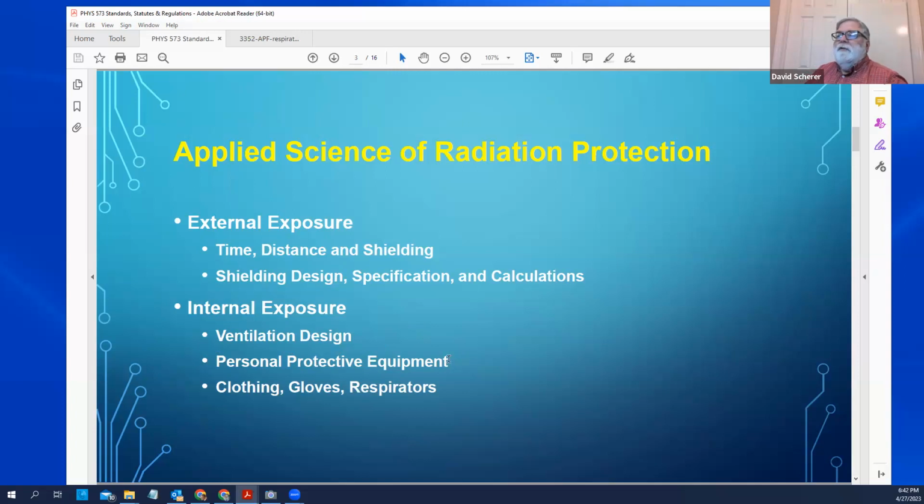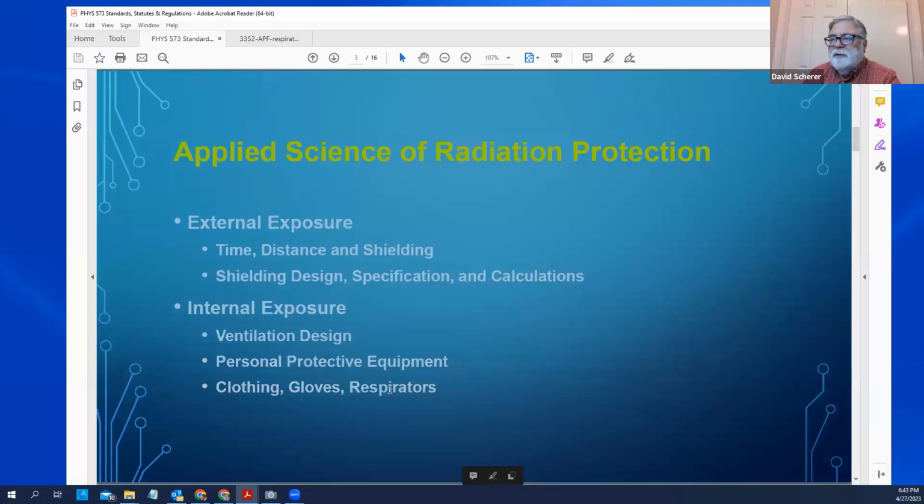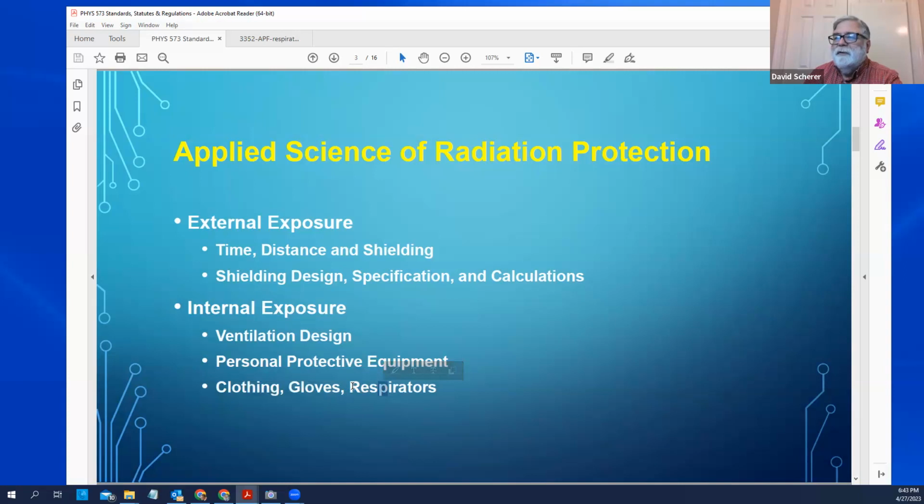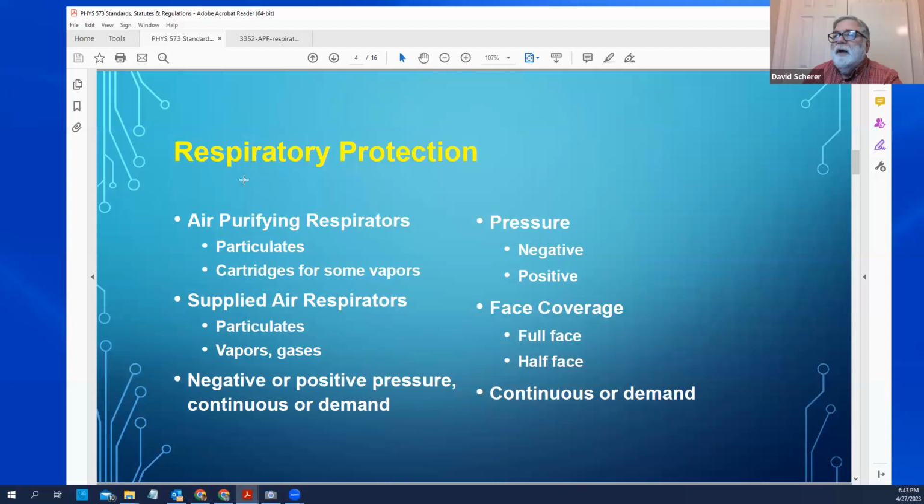Personal protective equipment is used for residual hazards, as I just said. And PPE includes things like clothing and gloves to prevent skin contamination or transfer of skin contamination for ingestion, and also respirators. And so in the area of airborne contamination, this is what we're going to talk about for a few slides. Okay, so respirators, there are a few types of respirators.